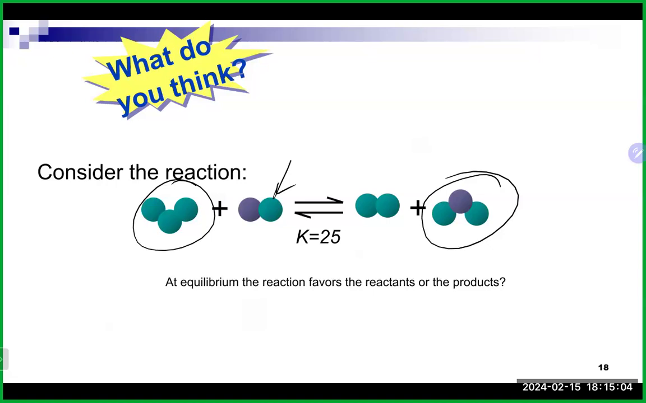Thank you for not laughing at all at that joke. That's all right. K value 25. That means that when we reach equilibrium, we should mainly expect some reactants or products. I'll just entertain myself. It's okay.